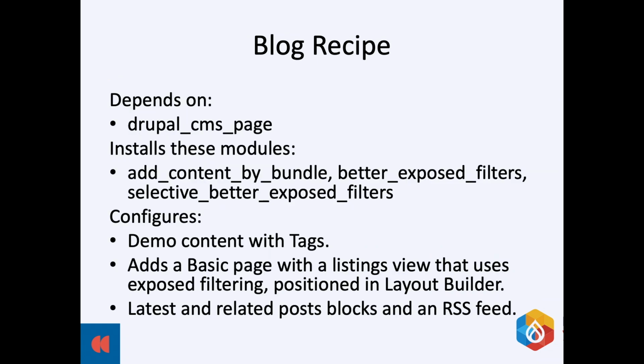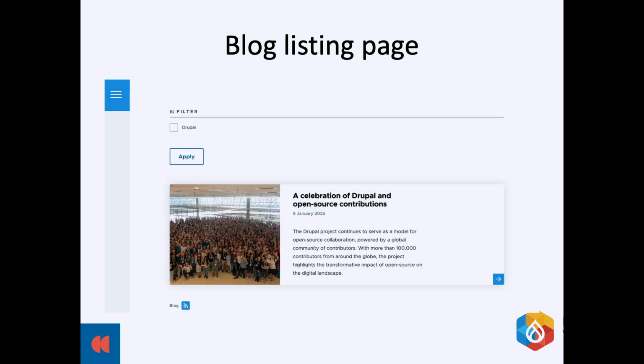So this is where it gets repetitive. Blog recipe relies on the page recipe. The extra bits this one does is add content to bundles. So when you're looking at your blog page, if you filter by blog, you've got to add another blog, which is quite nice, I guess. And the blog comes with some demo content which you can filter by tags, and I think it's got an RSS feed. That's what it looks like.